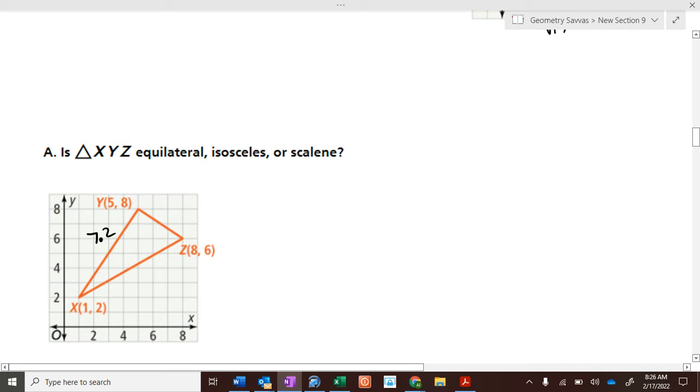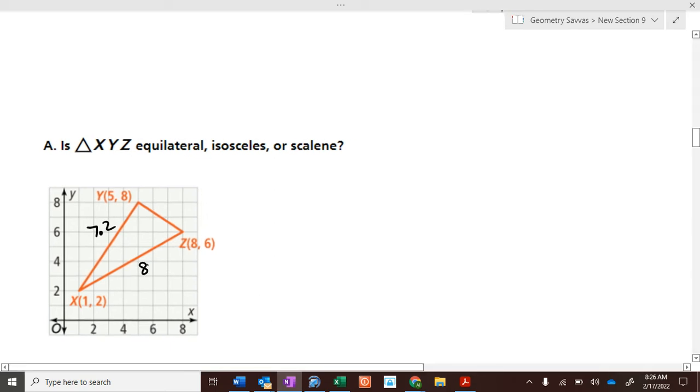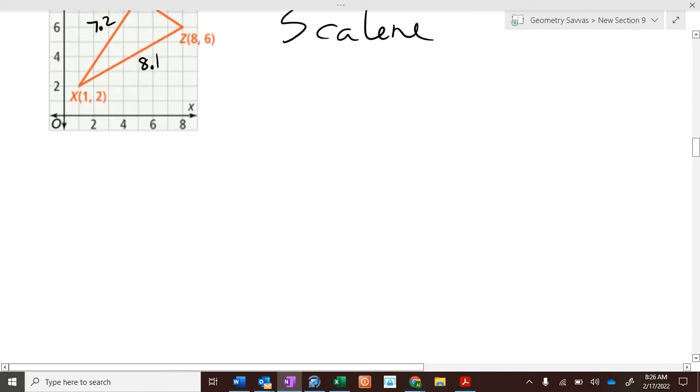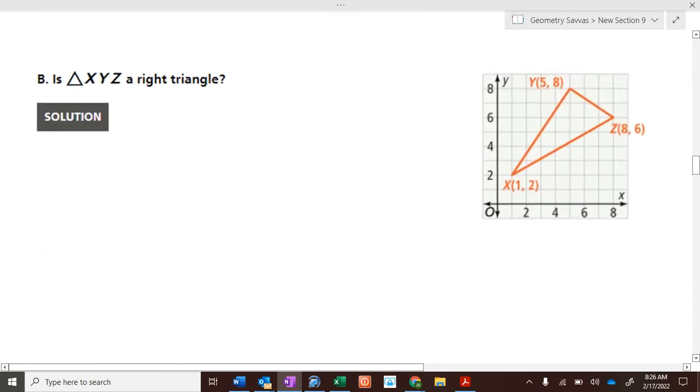About 7.2. On the bottom here, from 1 to 8 is 7. From 2 to 6 is 4. So it's 7 squared plus 4 squared, which is 65. The square root of 65 is like 8.1, 8.0, 8.1, somewhere in there. Are they the same? No. So it is scalene.